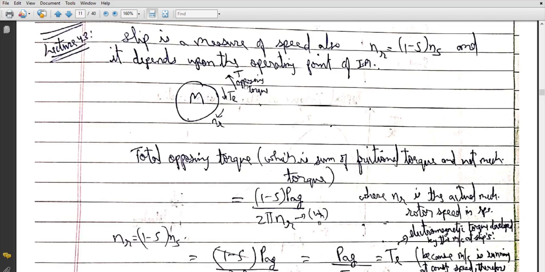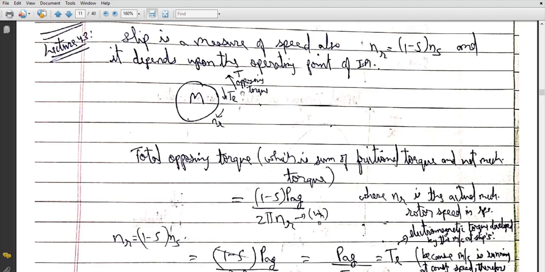Suppose the torque corresponding to the external load applied on the shaft is TL, and the torque corresponding to friction is TF. Then the total opposing torque will be TF plus TL, and the total electromagnetic torque developed is TE. Always keep this in mind, you must have seen this while studying your DC machine also. The difference between this electromagnetic torque and the opposing torque is nothing but your acceleration.